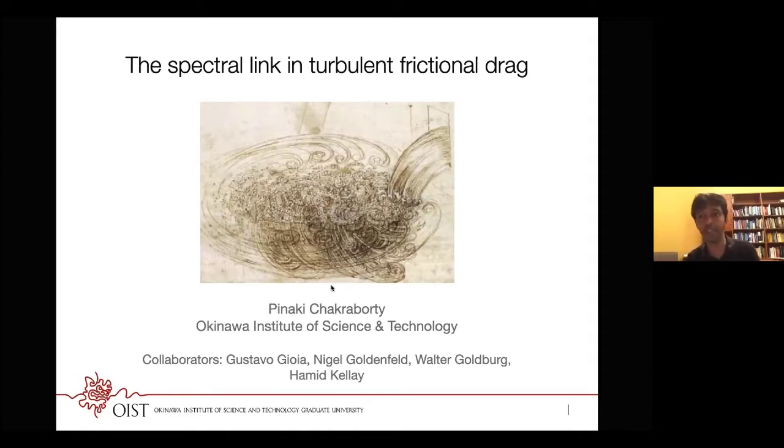This work has been a focus of mine for over 15 years, and it's pursued in very close collaboration with my colleague at OIST, Gustavo Joya. There have also been other collaborators over the years that have participated in various aspects of this work. I should mention especially Nigel Goldenfeld, Walter Goldberg, and Hamid Kelly.